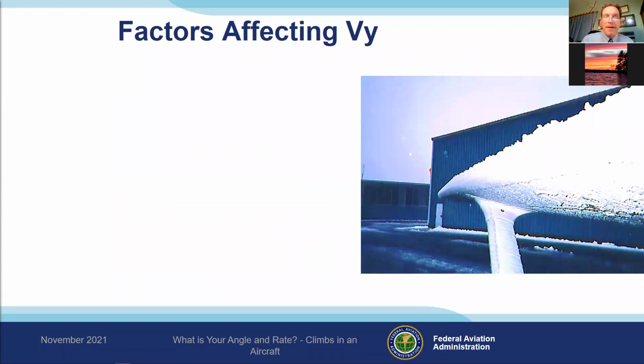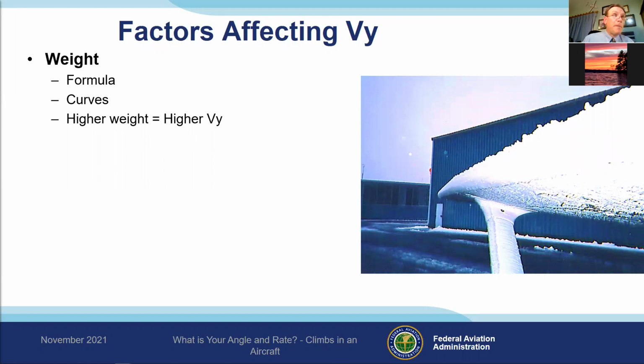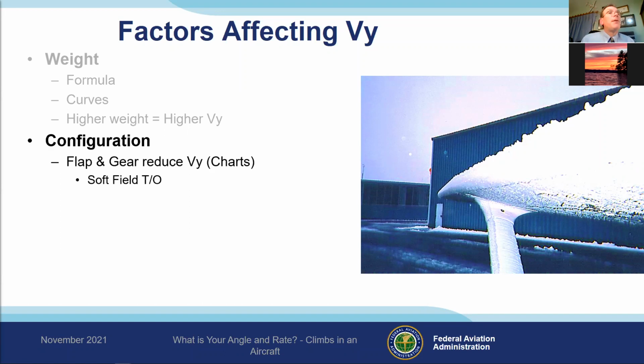Let's talk a little bit about factors affecting VY. You look at this picture and you start thinking, oh, I think that could affect VY, my best rate of climb. And we'll look at some of these things again quickly with formula and the curves, but basically, higher weight, maximum weight, is your highest VY. You decrease the weight, the VY speed is going to decrease. Flaps and gear usually end up reducing VY. We'll talk about that a little bit.